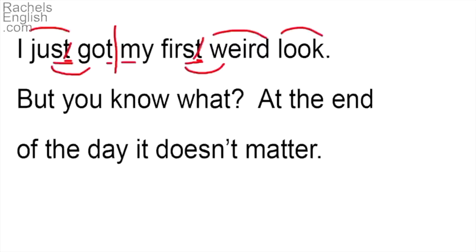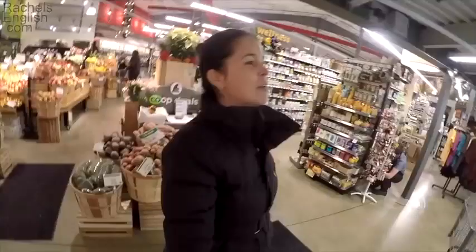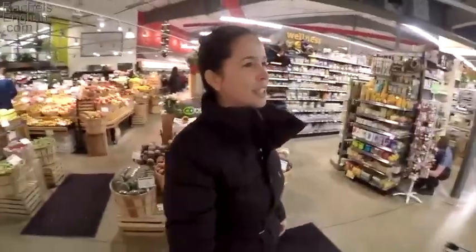And for first weird, we pronounce that first weird, right from the S into the W. And this helps us link the two words more smoothly. And we always like a smooth line in American English. First weird look.